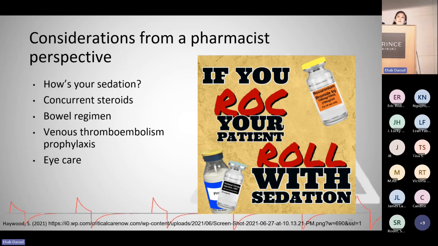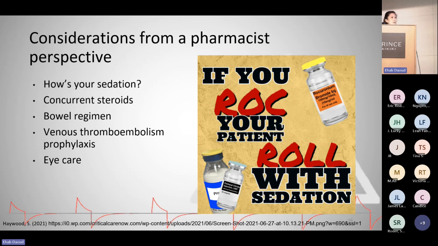Also, think about the use of concurrent steroids. If you're using cisatracurium, not too bad, because there's not a huge drug-drug interaction. But if you're using rocuronium, vecuronium, based on your availability, you have an increased risk of that post-paralytic neuropathy or myopathy. Then bowel regimen. Make your patients poop. Paralytics, sedation, whether it be propofol, benzodiazepines, fentanyl, it's gonna cause the colon to back up a little bit. So make sure you have a good bowel regimen.